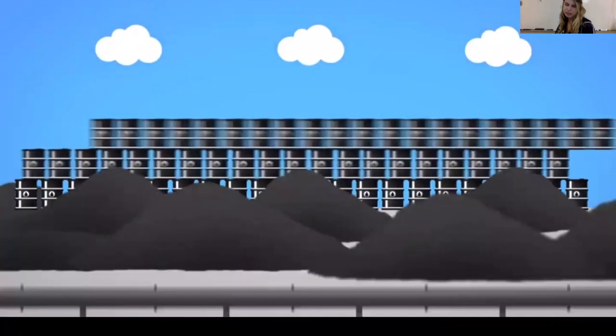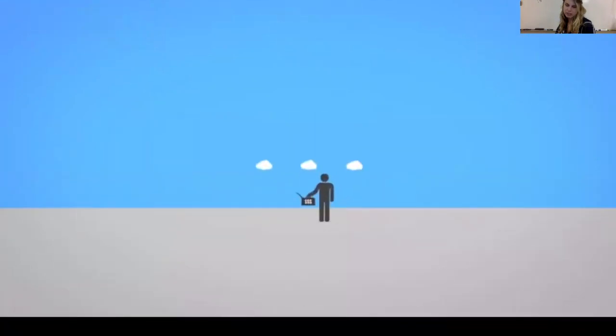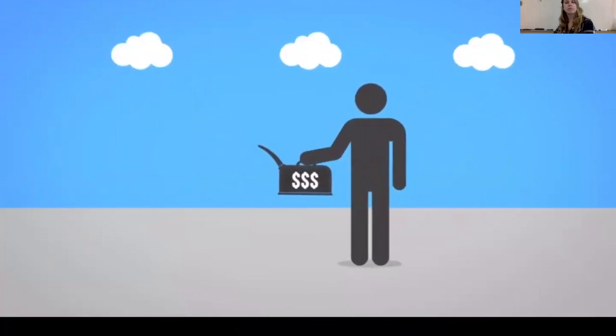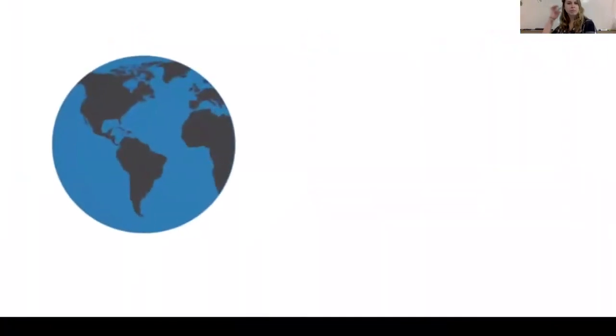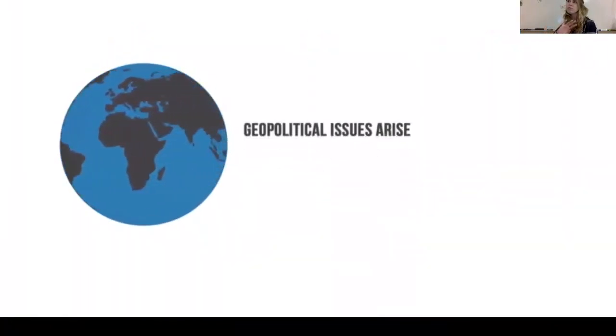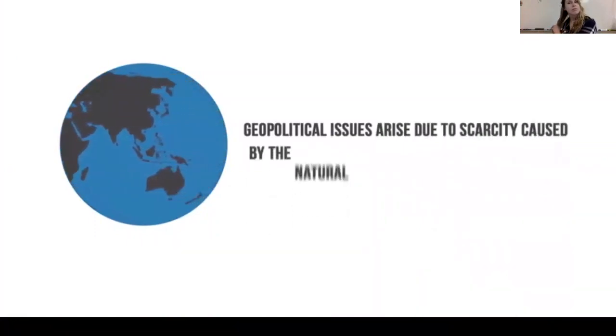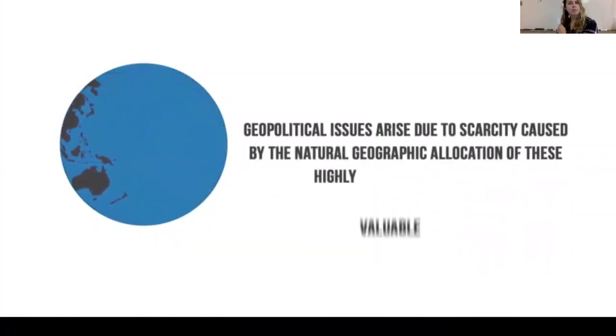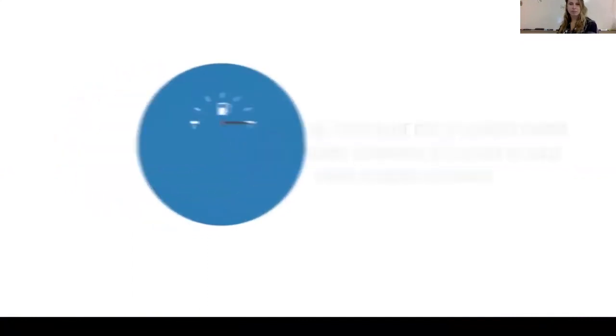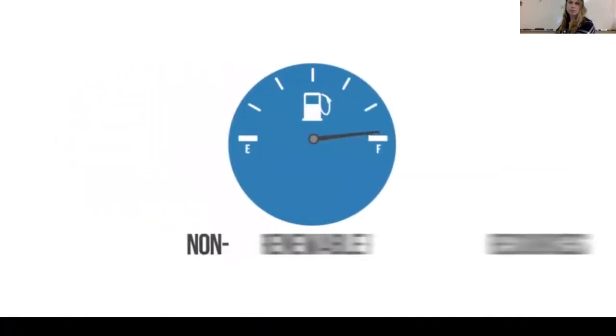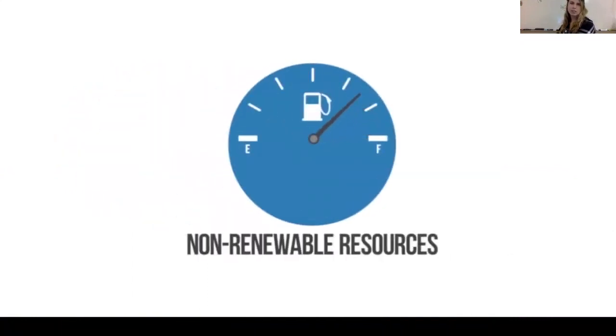Fossil fuels can be an abundant and cheap, or in some cases, a scarce and expensive form of energy, depending on geographic location. For this reason, geopolitical issues arise due to scarcity caused by the natural geographic allocation of these highly valuable resources. Fossil fuels are considered non-renewable resources because they take millions of years to form, which means that once they are used, the resources will not be replenished in a human lifetime.